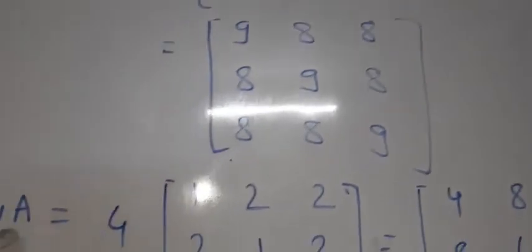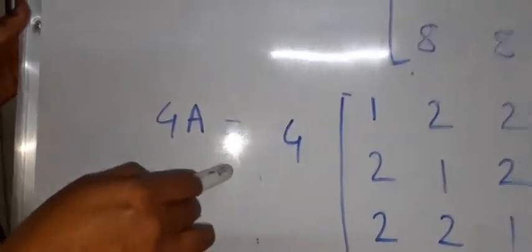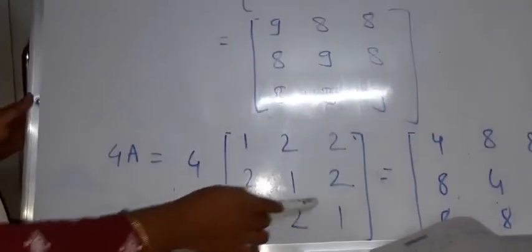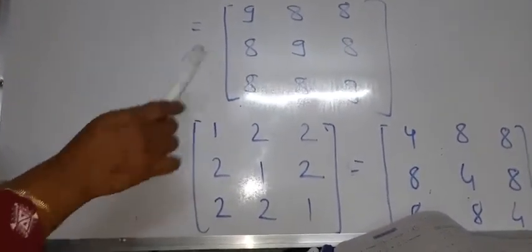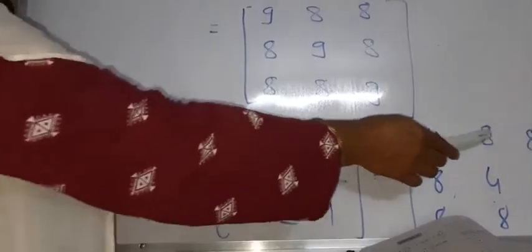Now 4A. 4 into A, which is equal to 4 into [1, 2, 2; 2, 1, 2; 2, 2, 1]. Here we multiply by 4: 4, 8, 8. Multiplying 4 with this row: 8, 4, 8. And 8, 8, 4.